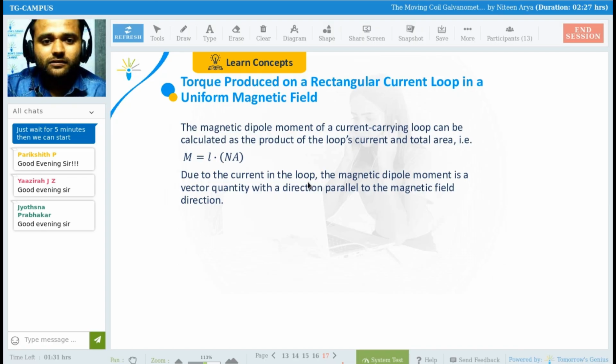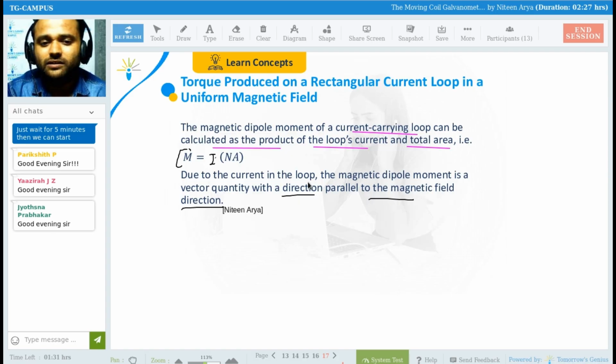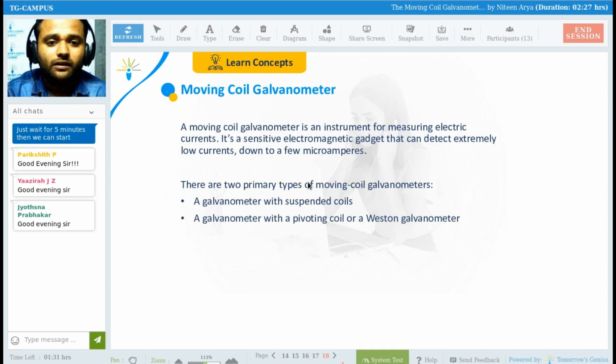So the magnetic moment, we discussed this already. The magnetic dipole moment of a current carrying loop can be calculated as the product of the loop's current and total area, as simple as that. That is I into NA. Due to the current in the loop, the magnetic dipole moment is a vector quantity with direction parallel to the magnetic field direction.